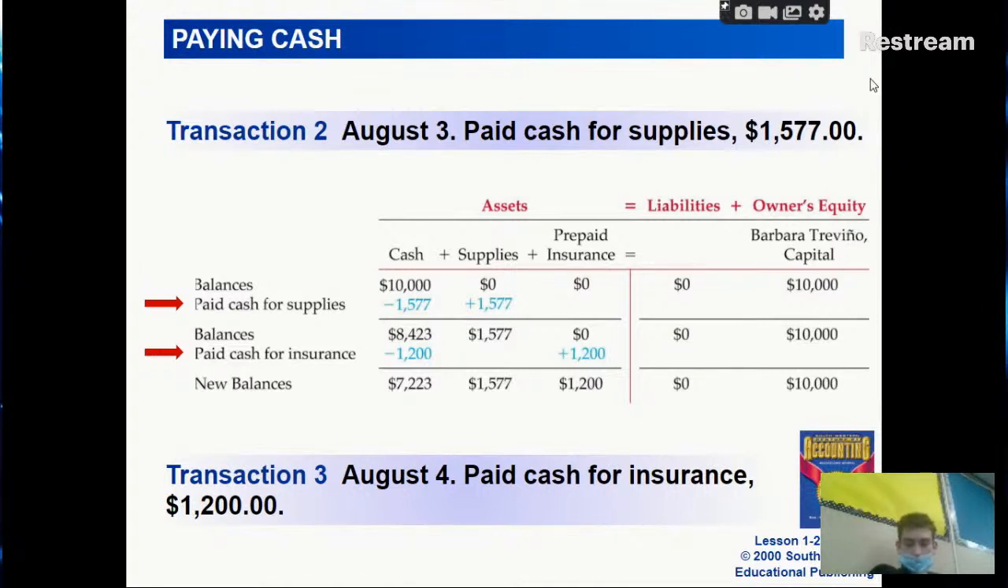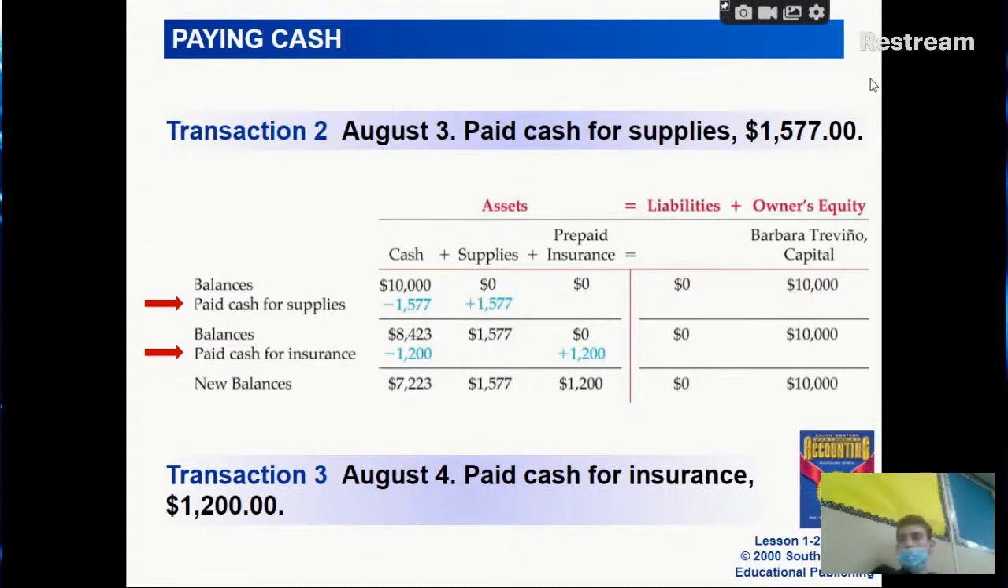Less supplies. Use common sense there. Think about it. So right here I have 0. I'm going to add 15.77 to 0. Now I have 15.77. Nothing happened over here, right? So I'm just going to bring down my 10,000. Am I still balanced? Yes, I am.